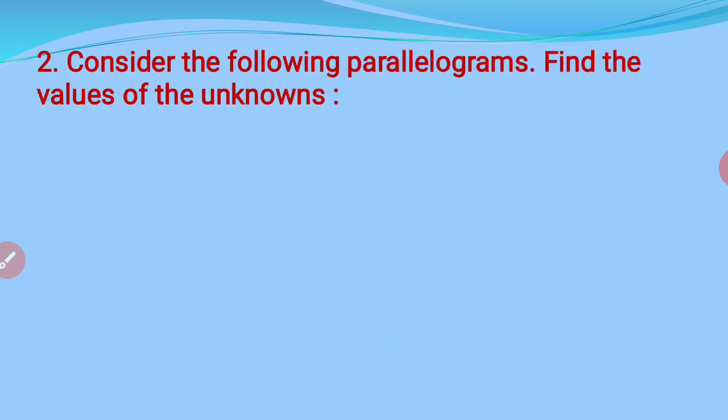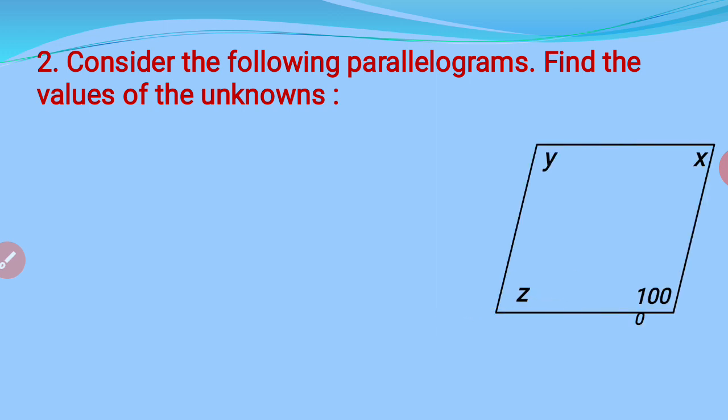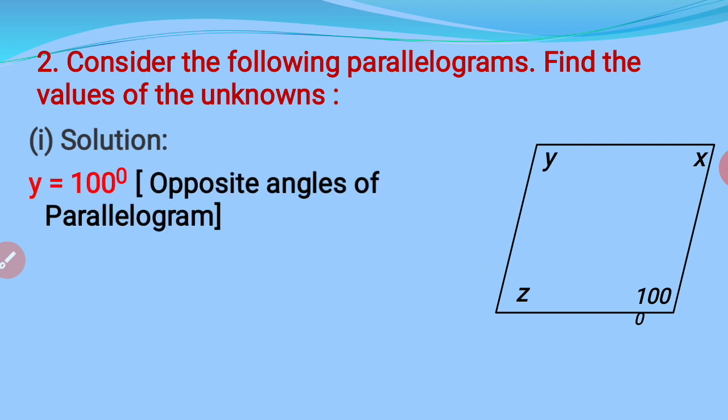With this, let's proceed ahead. Consider the following parallelogram. Find the values of the unknowns. Now here, if we look at the figure, it's a parallelogram with one measure known to us, that is 100 degrees. The other three are represented by X, Y and Z, and we are supposed to find the measure of the three angles. Let us start with the solution. Here, the easiest one is finding out Y, which is the opposite angle of the parallelogram, and we all know that opposite angles of a parallelogram are equal. So, measure of Y will be equal to 100 degrees.